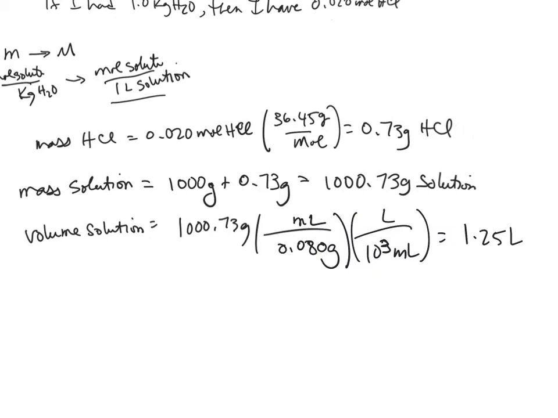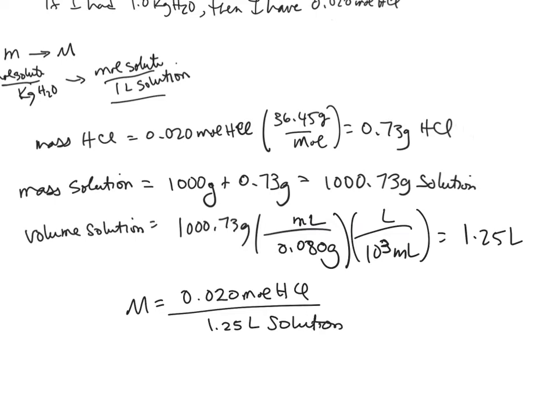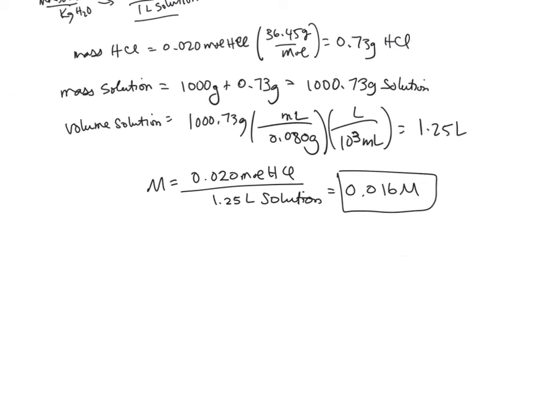All right, and then next is put it all together. Molarity is going to be equal to 0.020 moles of HCl divided by 1.25 liters of solution. And that is 0.016 molar. Okay, that's the first one.